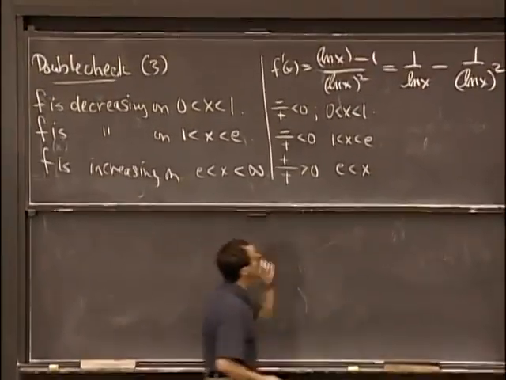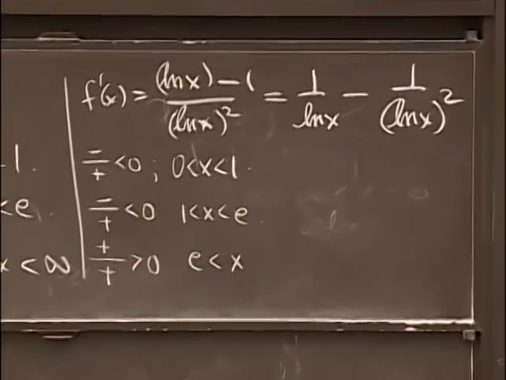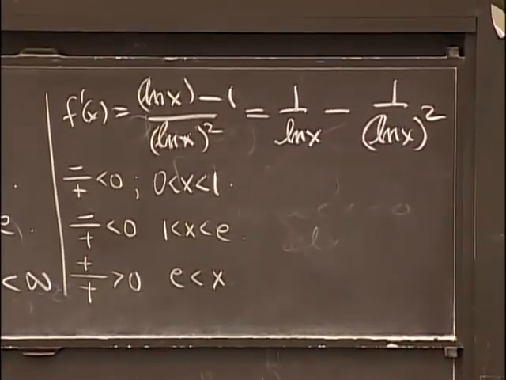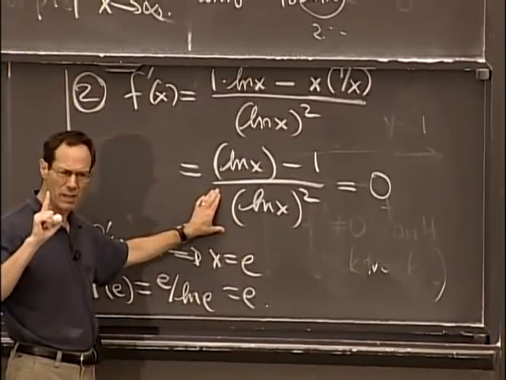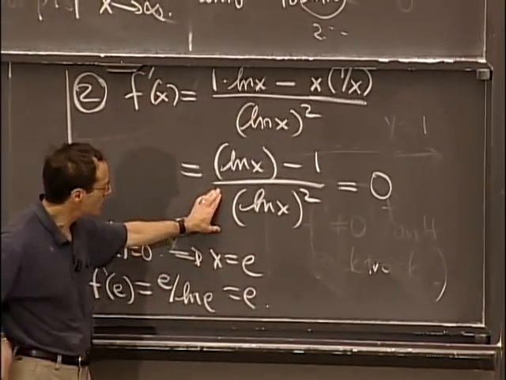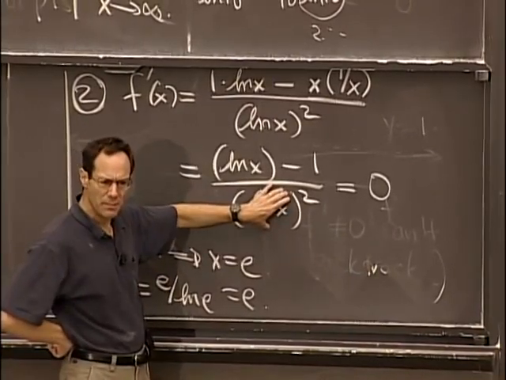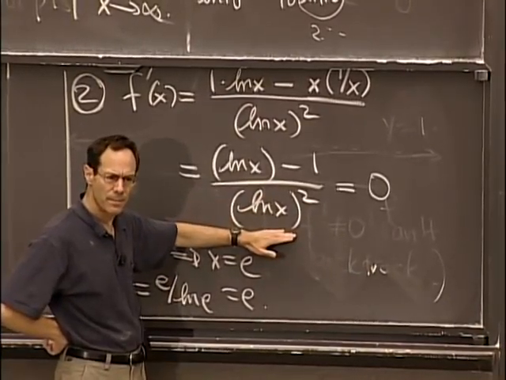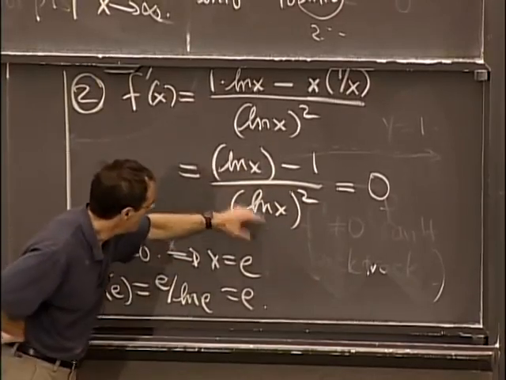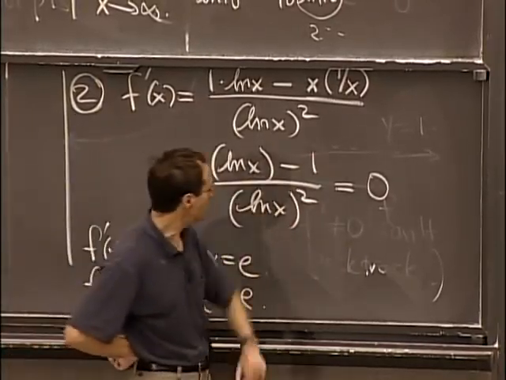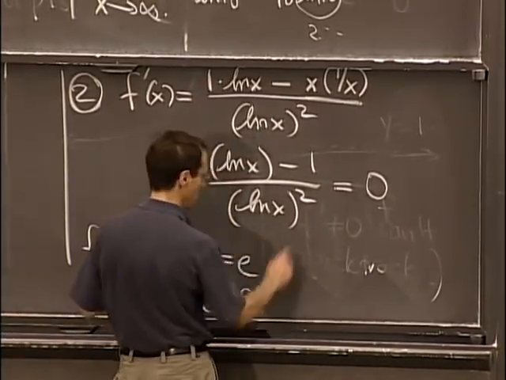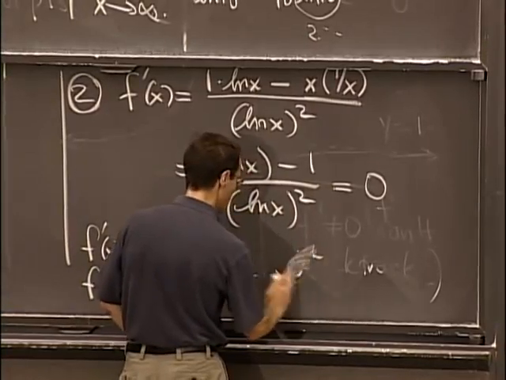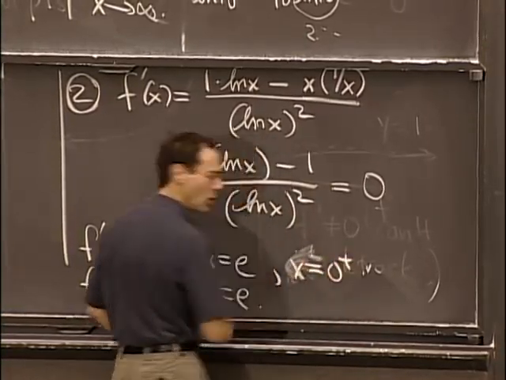And that allows me to notice something that I missed before. When I solved the equation log x minus 1 equals 0, this equation here, I missed a possibility. I missed the possibility that the denominator could be infinity. All right? So actually, if the denominator is infinity, as you can see from the other expression there, it actually is true that the derivative is 0. So also when x is equal to 0 plus, the slope is going to be 0.